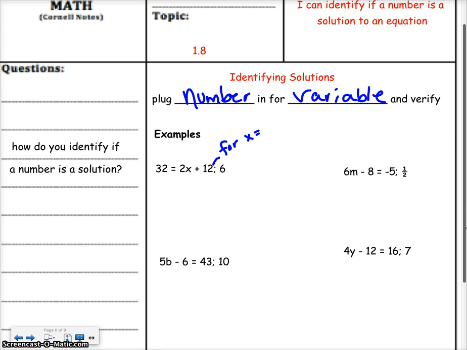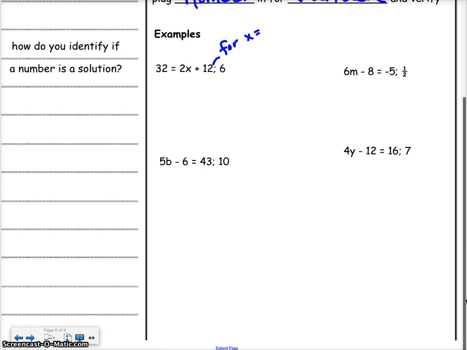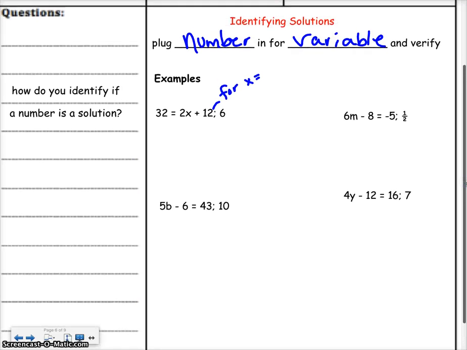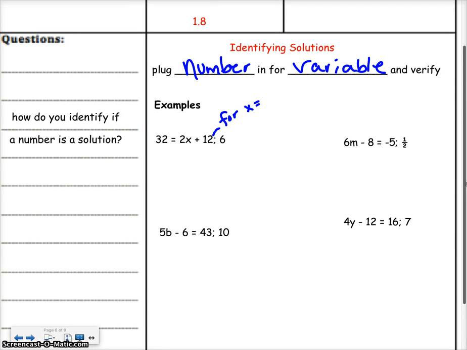Look at this next one: m equaling 1/2, for b equaling 10, for y equaling 7. You need to know that the semicolon, it's going to be in your homework today, it tells you what to plug in for the variable.